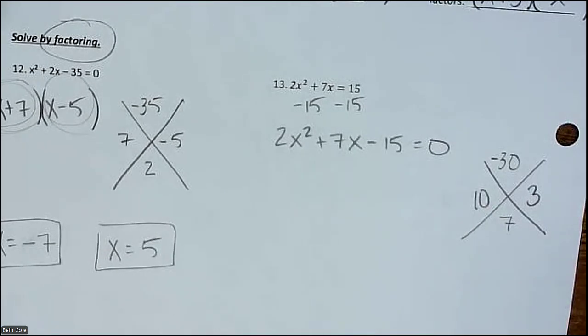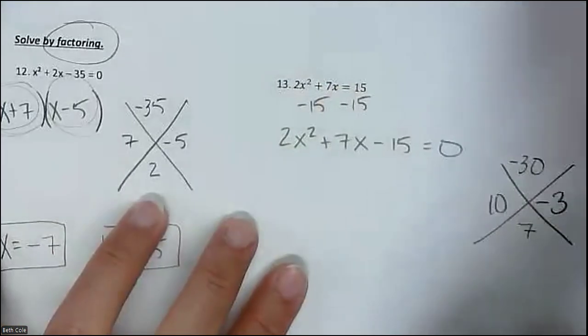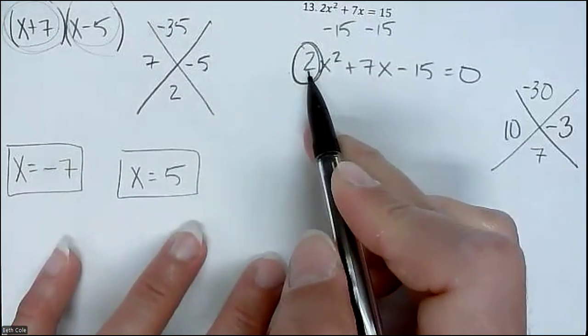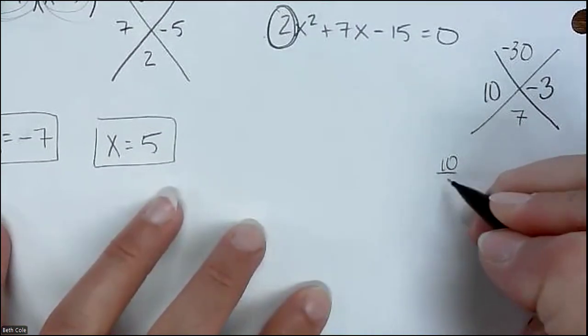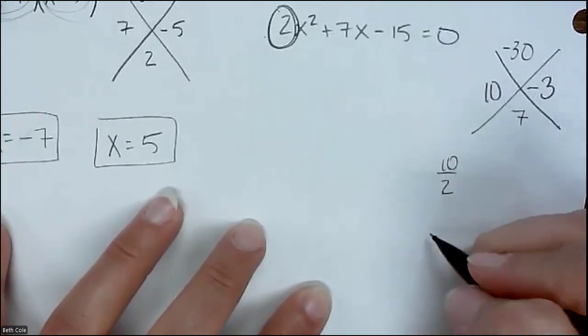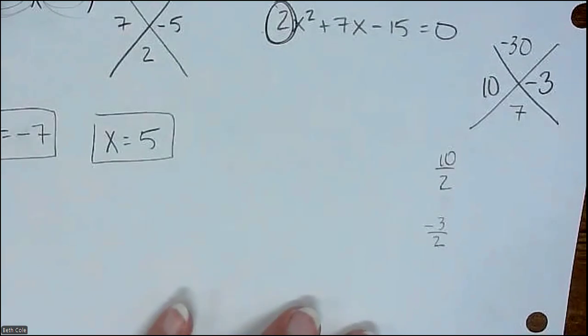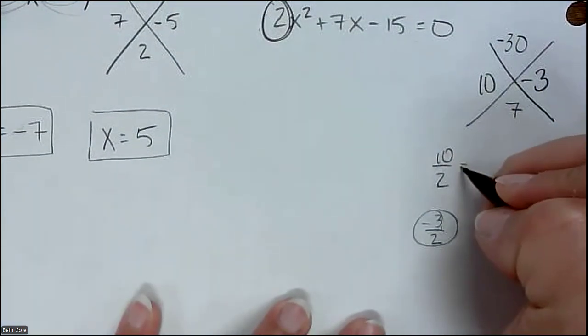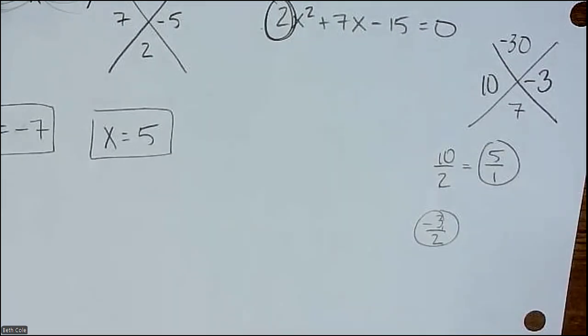Now decide what gets the negative. Good, because 10 minus 3 is 7. Now you are so smart. You just got to listen to me. Now you're going to take both those numbers and divide them by 2. So you're going to put 10 over 2 and -3 over 2. Now this one doesn't reduce, so that's just done. I heard you say this one over here, it's 5 over 1. Good job.